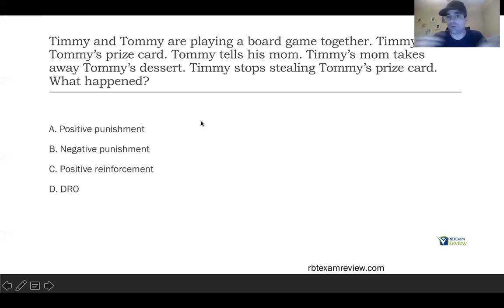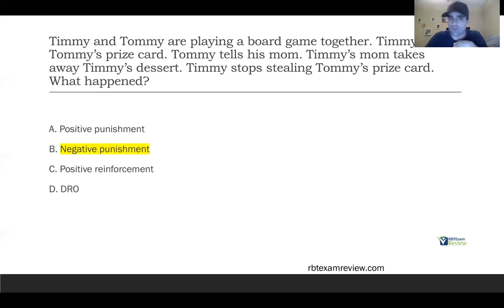So what happened? Did behavior increase or decrease? Timmy's behavior decreased. So is it reinforcement or punishment? Punishment. Okay. Did we add or take anything away? Well, what happened? Mom took away Timmy's dessert. So we took away something that decreased behavior. What is that? Negative punishment. So it's the same idea as our reinforcement. Are we adding something or taking something away? Is behavior increasing or decreasing? In this case, Timmy's mom took away Timmy's dessert. Negative, she took something away. Timmy stopped stealing Tommy's prize card. Behavior decreases, punishment. B, negative punishment.